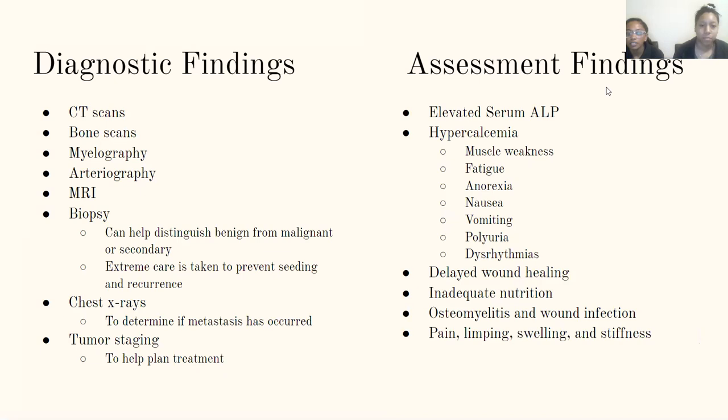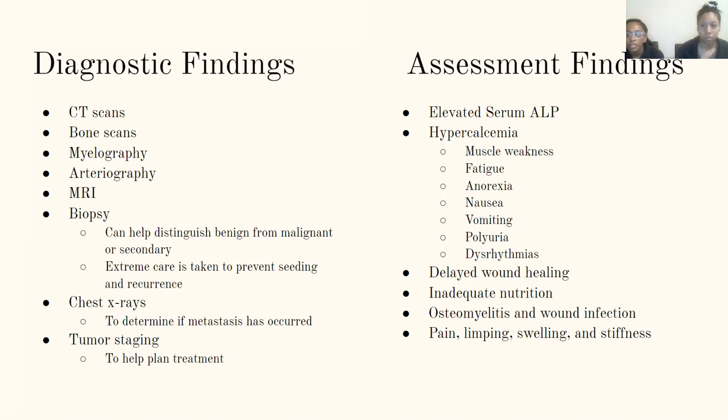So diagnostic findings. Bone tumors are diagnosed based off of CT scans, bone scans, myelography, arteriography, and MRIs. Biopsies are done, which help determine whether it's a malignant or benign type of tumor, or whether it's a secondary type of tumor that came from another source in the body. Extreme care is taken to prevent seeding and recurrence, so to make sure that it doesn't spread anywhere else in the body if it is primary. Chest x-rays are done to help determine whether it has spread to other parts of the body, and staging is done to help plan treatment.